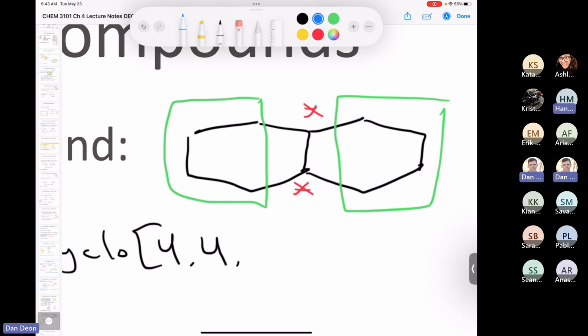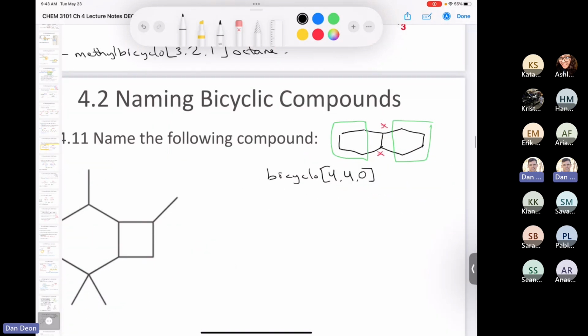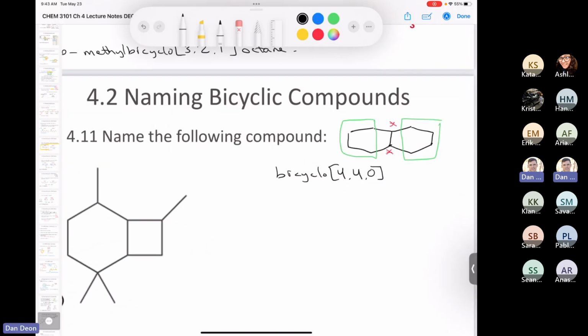Eric, this is a bridge here. How many carbons are in this bridge, Eric, or anybody? There's none. There's 0. Thanks, Sean. So it's going to be 4, 4, 0. There you go. So this is going to be bicyclo 4, 4, 0. How many total carbons do we have? We have 10. So decane, like that.